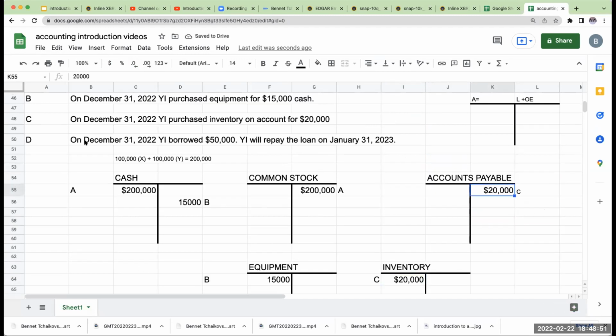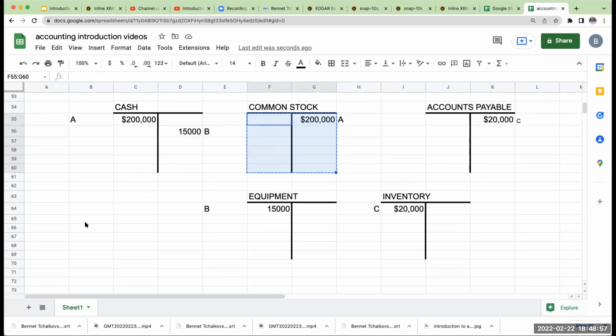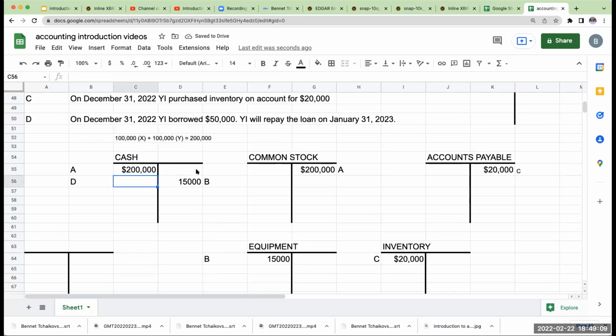Last transaction here, I borrowed money and I'm going to repay it in the future. So what am I going to do with this one? If I borrow money, let's do the easy part first. What's happening in my cash? If I'm getting money, my cash is going up. So right over here, I'm going to show cash increasing for a total of $50,000. But for every debit, I need a credit. So over here, I'm going to credit an account. I'm borrowing money, so this is going to be a loan payable.